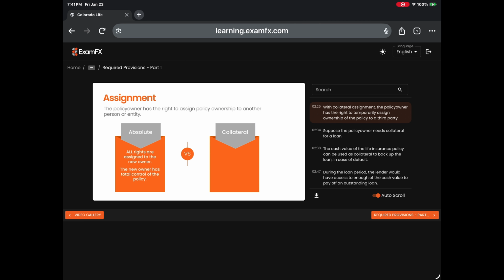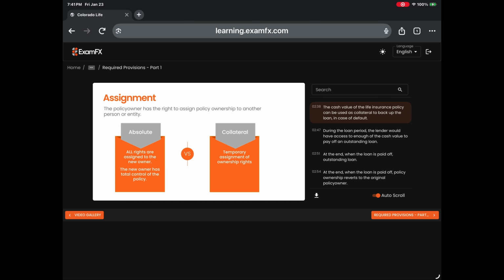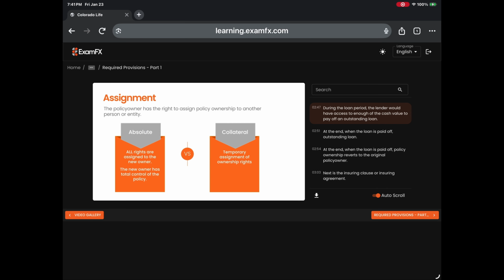With collateral assignment, the policy owner has the right to temporarily assign ownership of the policy to a third party. Suppose the policy owner needs collateral for a loan. The cash value of the life insurance policy can be used as collateral to back up the loan in case of default. During the loan period, the lender would have access to enough of the cash value to pay off an outstanding loan. At the end, when the loan is paid off, policy ownership reverts to the original policy owner.